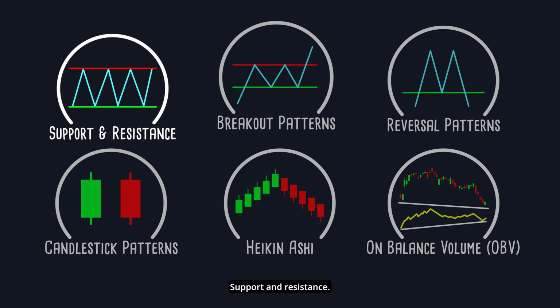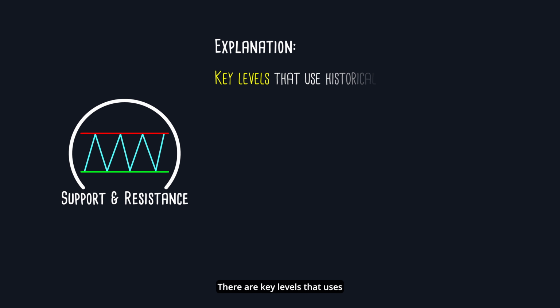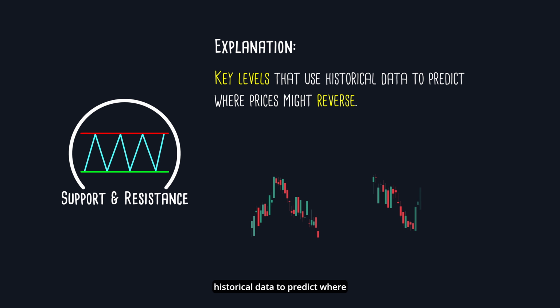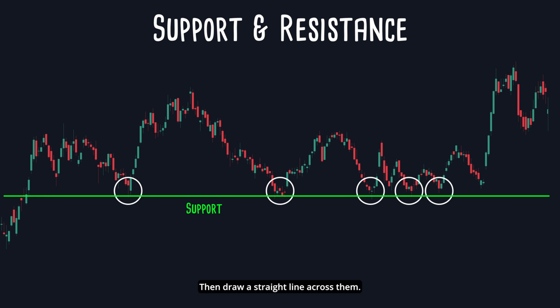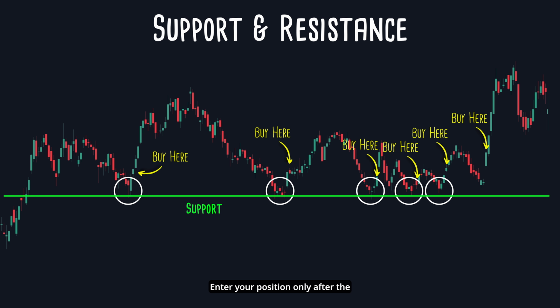Support and resistance. They are key levels that use historical data to predict where prices might reverse. If the price is below the level, it's called resistance, and if the price is above the level, it's called support. To find these levels, identify areas where prices have bounced off multiple times, then draw a straight line across them. Enter your position only after the rebound has been confirmed.